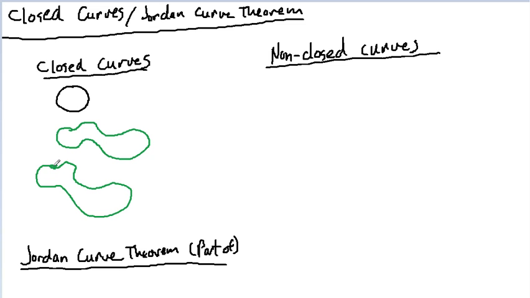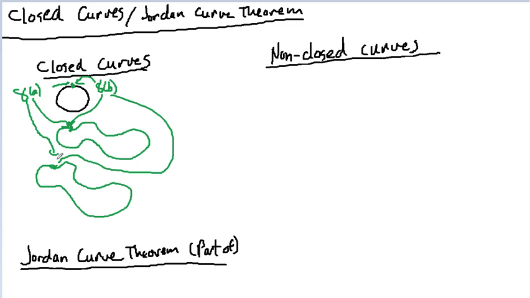Notice that each of them, I started and I ended at the same point. In other words, in the parametrization, here's gamma of A, and then gamma of B ends up being the same. And this is the case for all of them. So that's a closed curve.